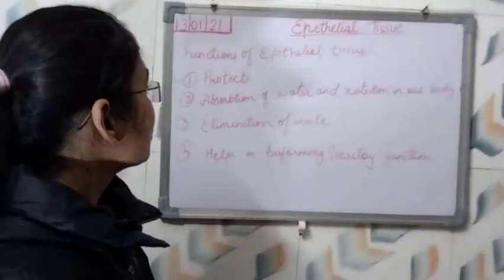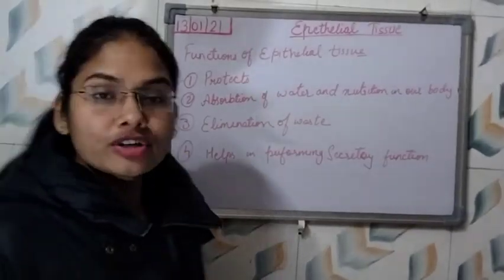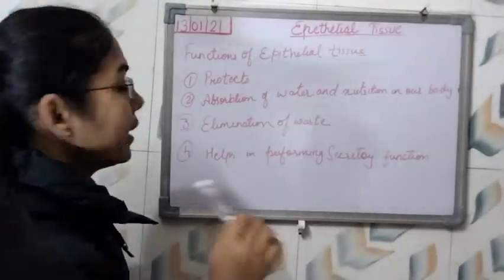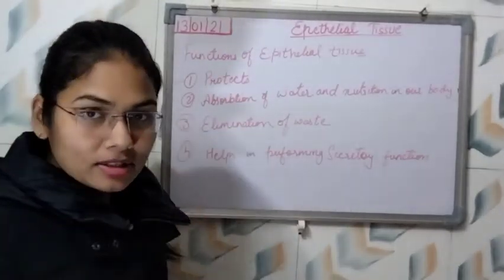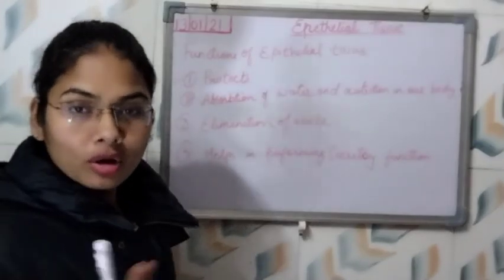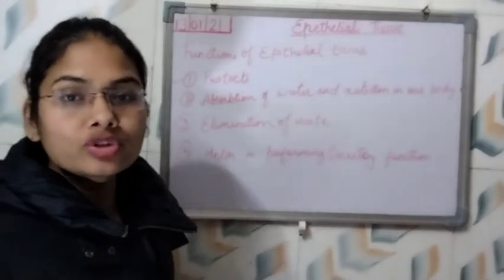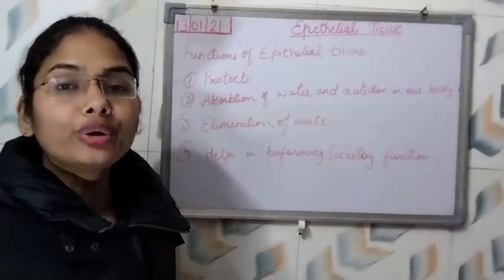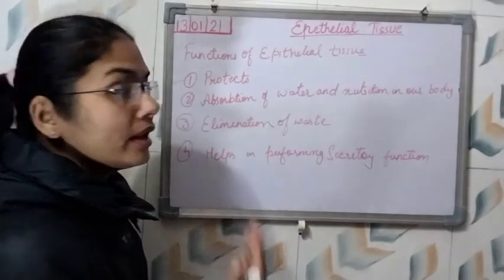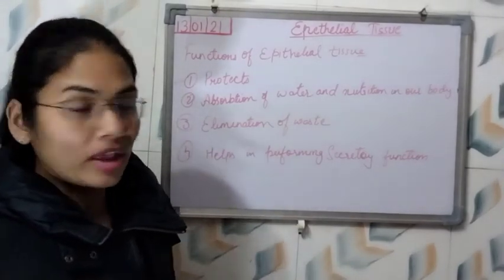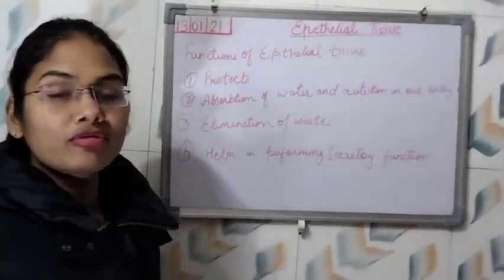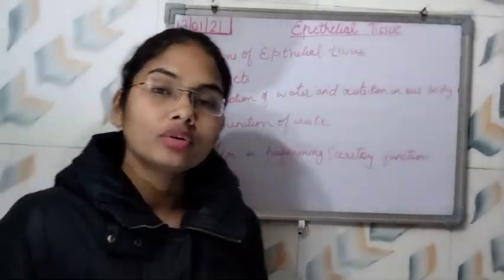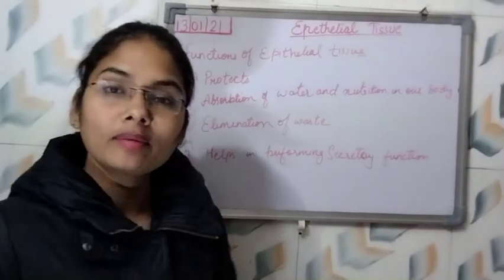Okay, students? So this is all about the function of epithelial tissue. I repeat once again. It protects our internal body against the outside environment. It helps in the absorption of water and nutrition in our body. It helps in the elimination of waste. Also, it helps in performing secretory function. So today we have covered epithelial tissue.